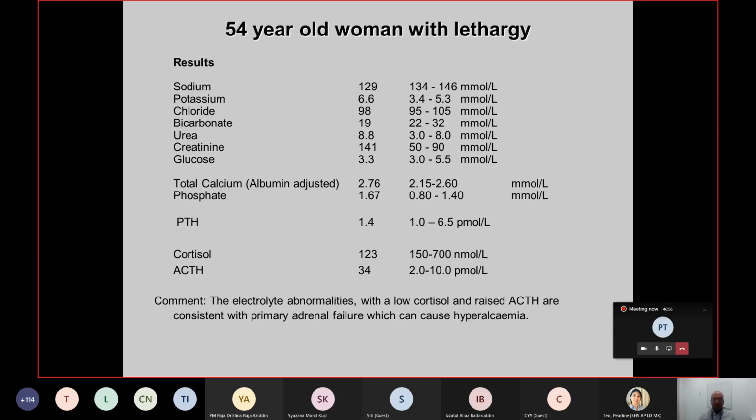Not often, but it's clearly recognized as a cause of hypercalcemia, PTH independent hypercalcemia, and it's due to inability to excrete calcium in the kidneys, and cortisol is important for that. So once they are cortisol replete, the calcium excretion normalizes, and so that's the cure: to treat the patient with cortisol replacement.